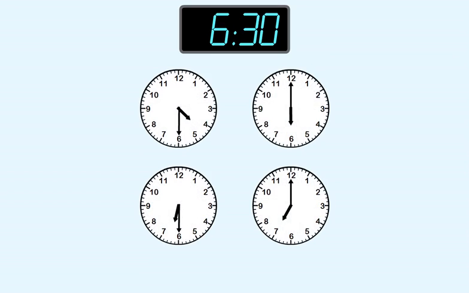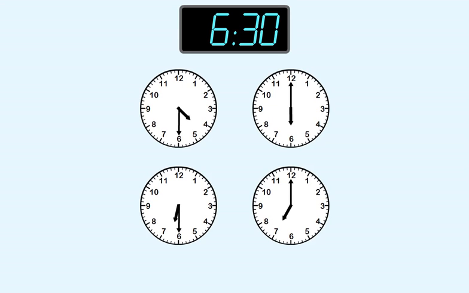First, we look for any clocks that show 6 hours. On this clock, the short hand points to 6, which is 6 hours. The long hand is on 12. This means 0 minutes, so this is not the correct answer. It's 6 o'clock.